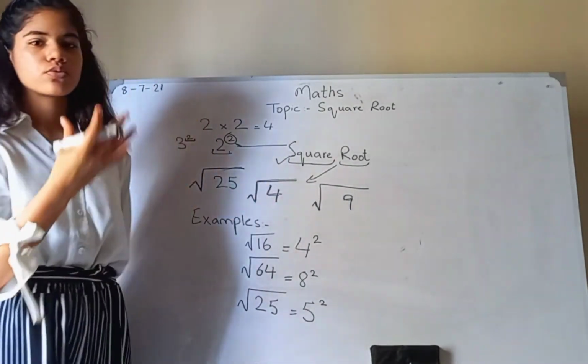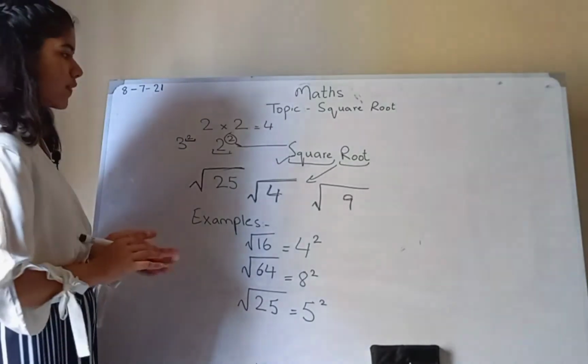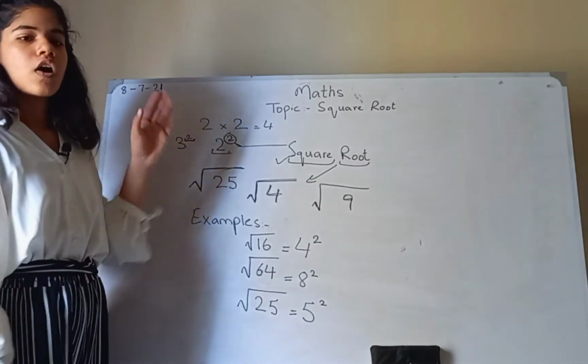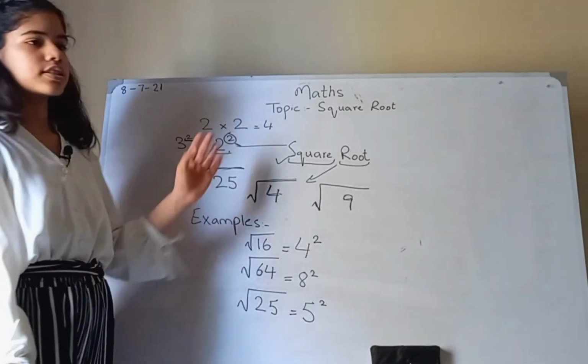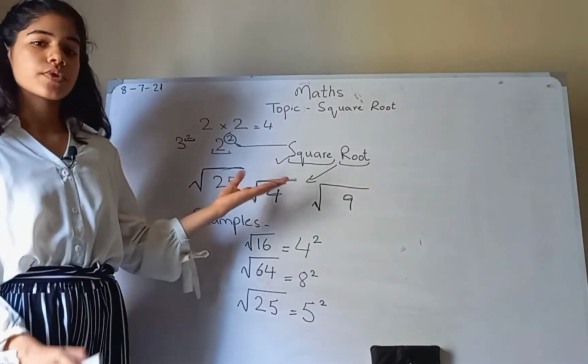Square roots are used to find a square number. Today we have done the square root, the symbol for a square root, how we are going to write it, and the purpose of a square root.